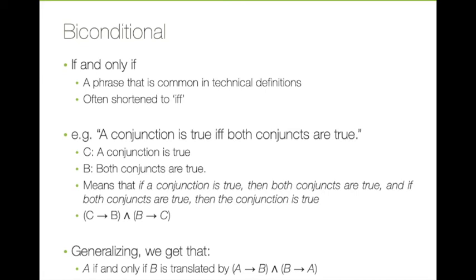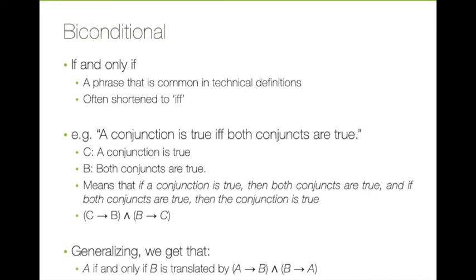Our final use of the conditional is going to be in defining the biconditional. So the biconditional is a phrase like if and only if. This phrase is common in technical definitions, some of which we see in logic. And it's commonly shortened to iff, with two F's. So if you see IFF, that means if and only if. So here's an example where we define what conjunction is. A conjunction is true if and only if both conjuncts are true.